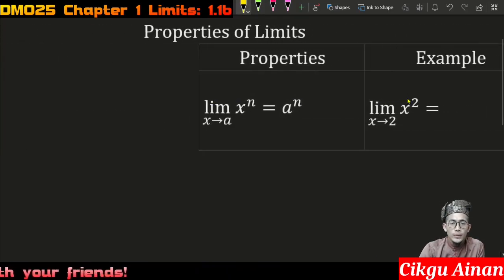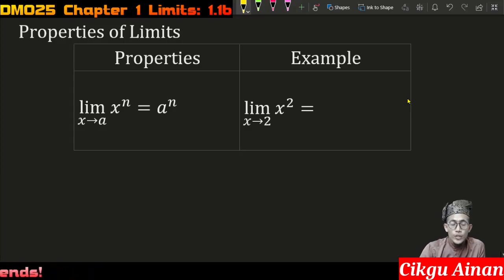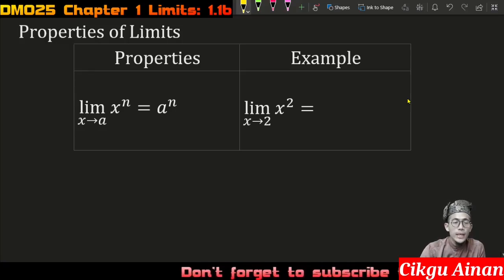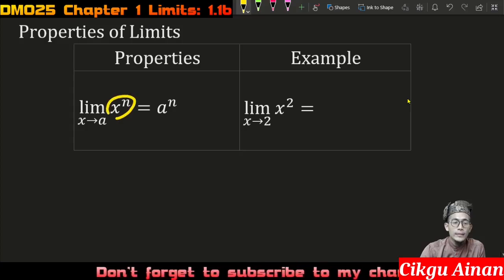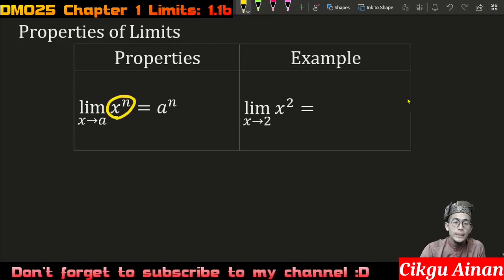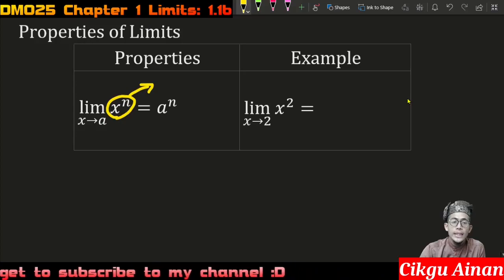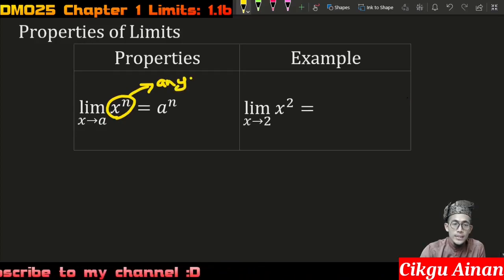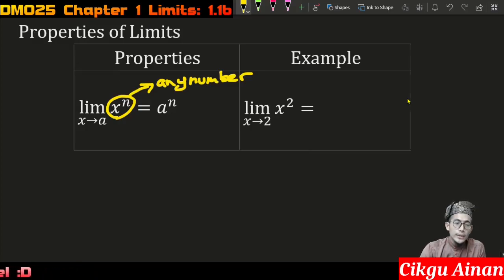Now next, if the function is a little bit different. Just now it was just x, the previous one. Now we change it a little bit: x to the power of n. The power is any number. So the limit of x to the power of n as x approaches a is a to the power of n.